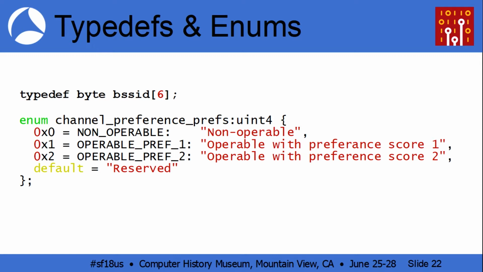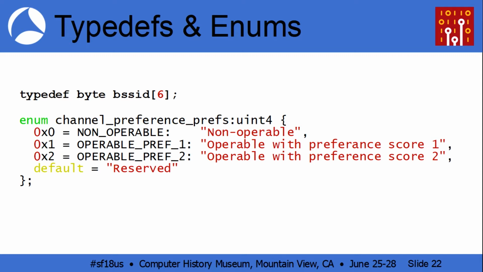This shows typedefs and enums. Typedefs are just a convenience. We could always specify it as an array, because this BSSID is just an array of 6 bytes and will be displayed as a byte string in Wireshark. So this gives you some idea of the meaning of an array. So this is a 6-byte string.